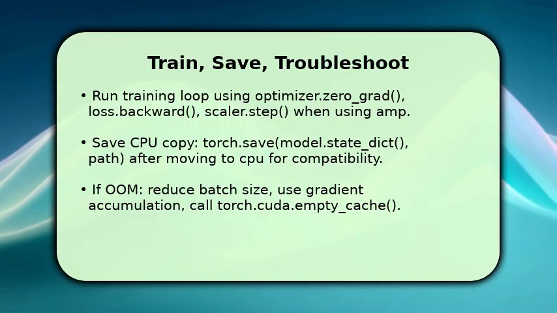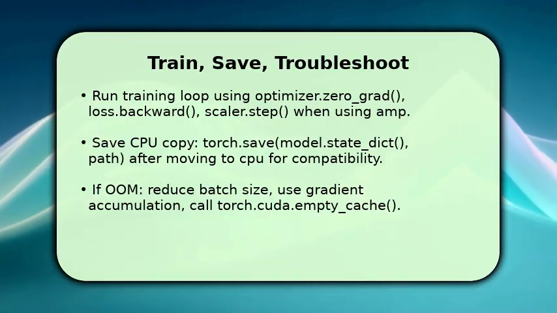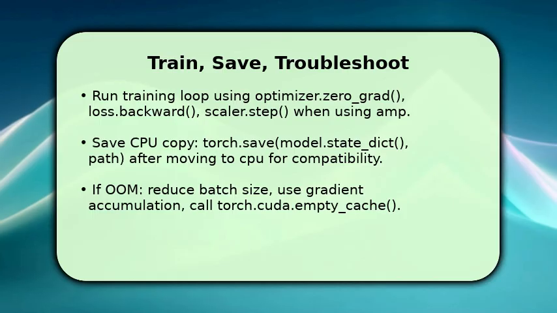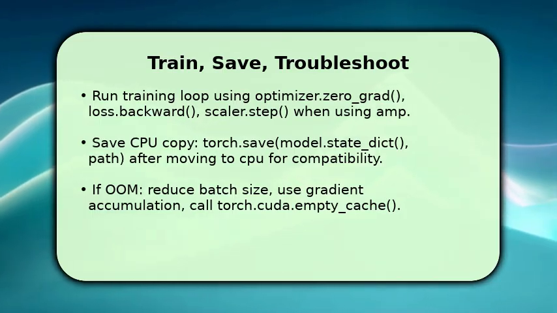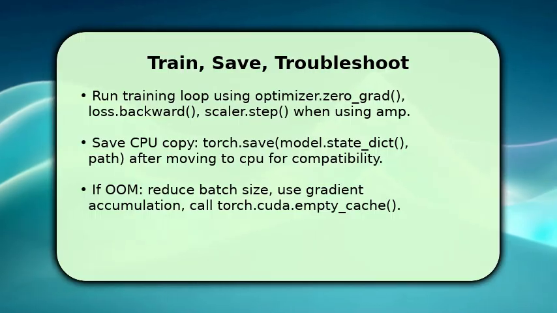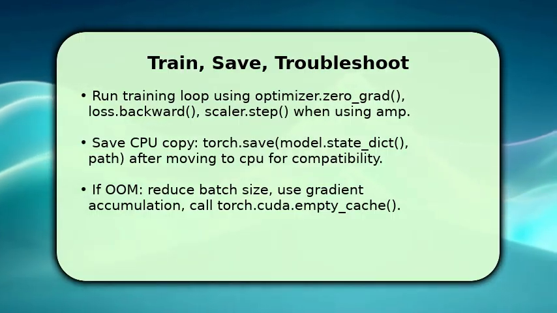If you hit out-of-memory errors, reduce batch size or use gradient accumulation, enable torch.backends.cudnn.enabled tweaks, and call torch.cuda.empty_cache between experiments. Driver.